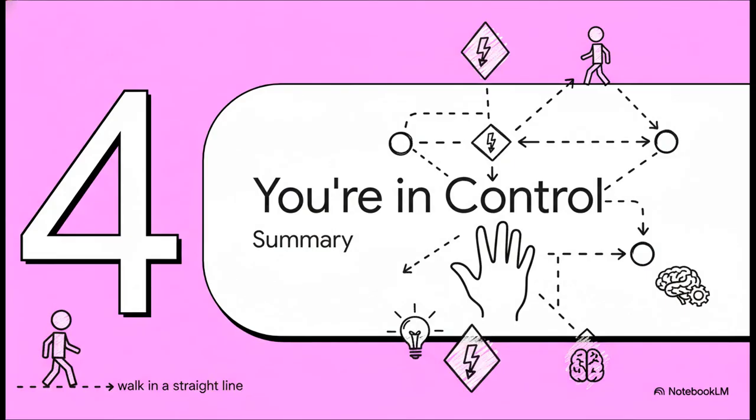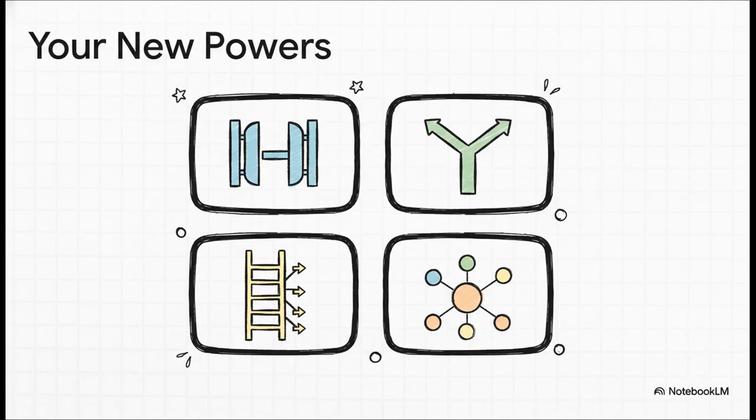So, let's just pull back for a second and look at what we've actually accomplished here. We started with a program that could only walk in a straight line, completely oblivious to everything. But now, you're in control. You've learned the fundamental ways to make your code intelligent and responsive. Let's just recap your new programming powers. With the basic if statement, you now have the power to run code conditionally. With if-else, you can make your code choose between two totally different paths. By adding else-if, you can build these complex, multi-branch decision trees.